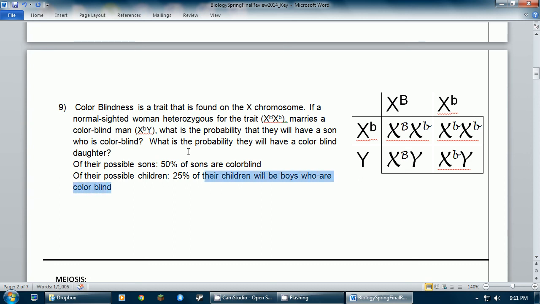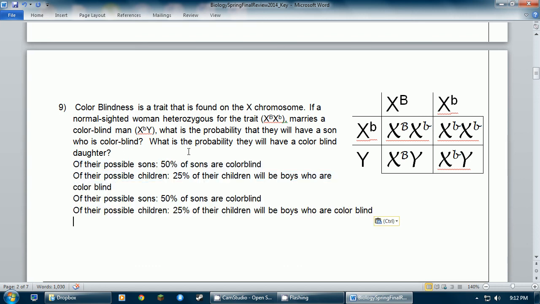And then it says for a colorblind daughter, you will see that at the top right corner, they have a potential girl who is colorblind. So of their possible daughters, that's such a prettier name than sons, 50% of their daughters are colorblind. Of their possible children, 25% of their children will be girls who are also colorblind.